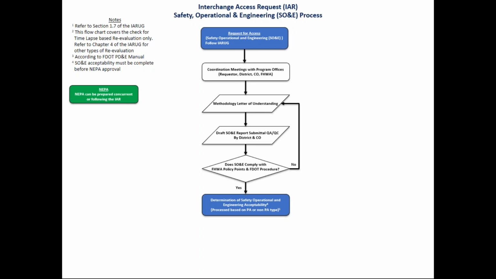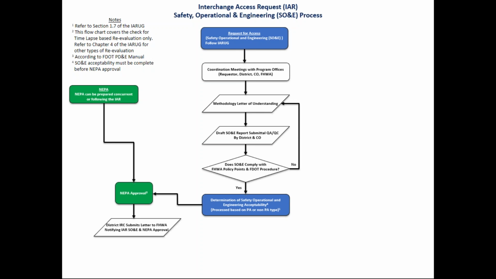NEPA can be done as a separate process parallel to the IAR. Once we obtain our NEPA approval, the district IRC submits a letter to FHWA notifying that the IAR, SO&E, and NEPA approval are consistent. The Federal Highway Administration confirms that the concept is the same in SO&E and NEPA and signs the letter. This is the point where the affirmative determination is made.